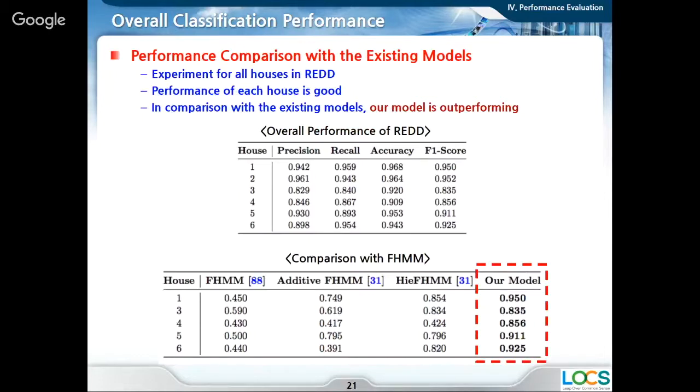In the last experiment, we ran a test on all houses in REDD, and here is the result of our experiment. And we compared the existing FHMM and its variants. There are FHMM, additive HMM, HIFHMM, and our model. Then you can see that our model is outperforming the other models.